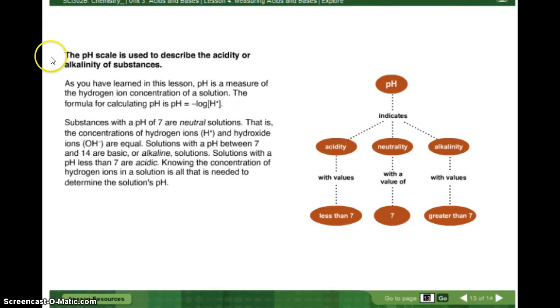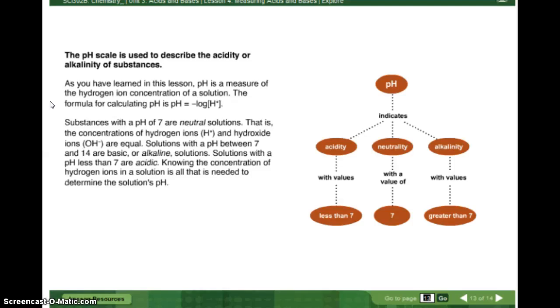The pH scale is used to describe the acidity or alkalinity, or how basic, of a substance. As you've learned in this lesson, pH is a measure of the hydrogen ion concentration of a solution. The formula for calculating pH is pH equals the negative log of the concentration of hydrogen ions.